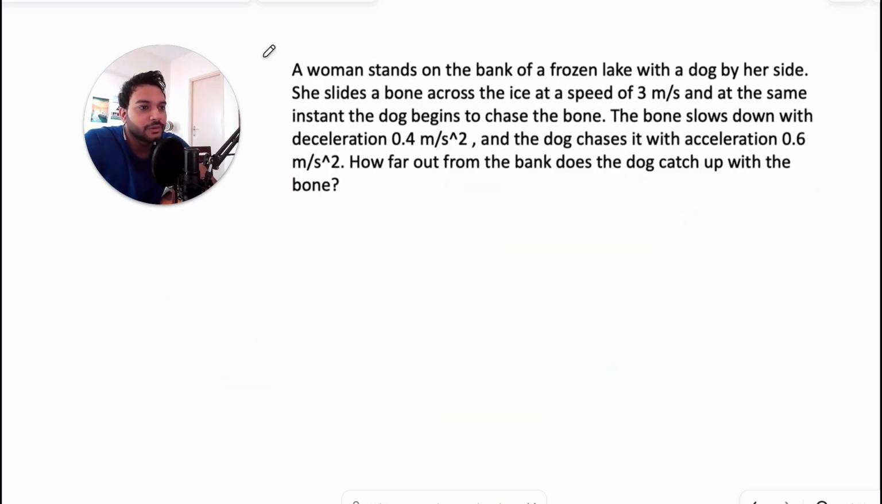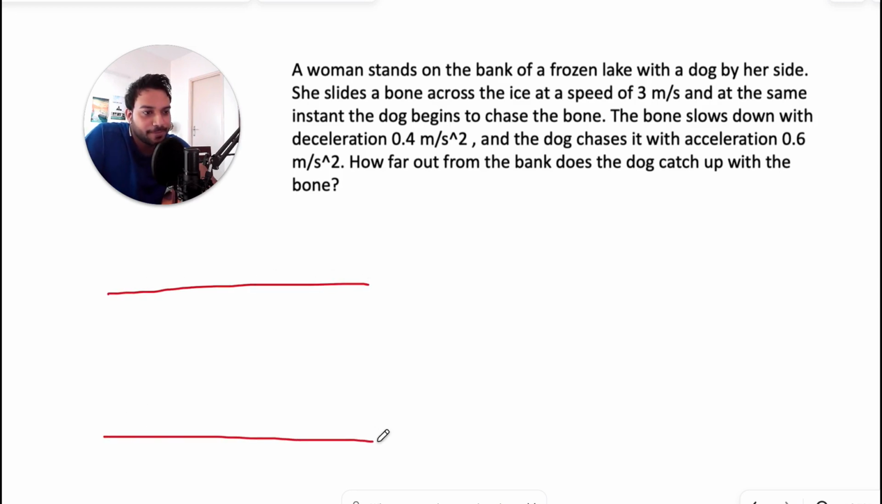This is an interesting one. A woman stands on the bank of a frozen lake with a dog by her side. Okay, so let's say here is a frozen lake. The woman is standing here with her dog. Let me mark the dog in blue. So she's standing on one bank, on one side of the lake basically, with the dog by her side.